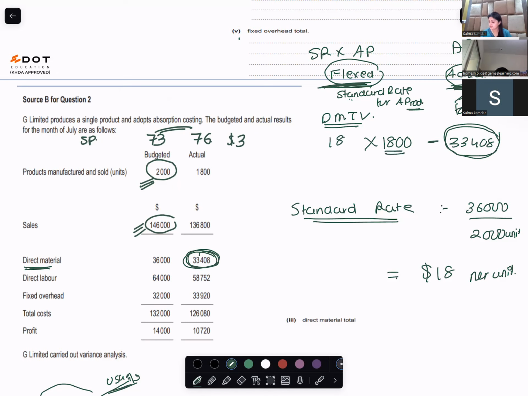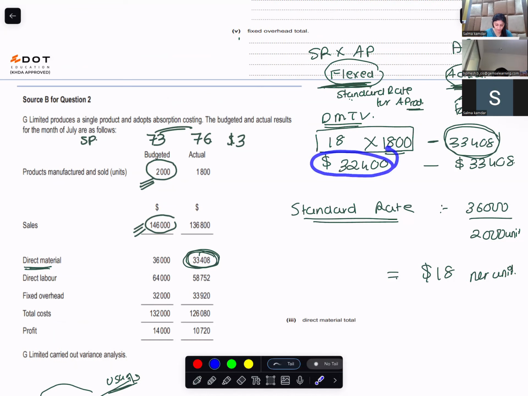Actual production is 1,800. So your direct material cost for actual production as per the flex budget would be 1,800 into 18, which is 32,400. You estimated that your total material cost would be 32,400, but it happened to be 33,408.